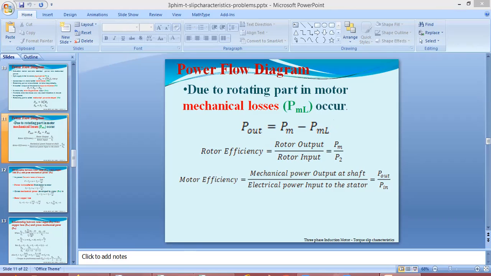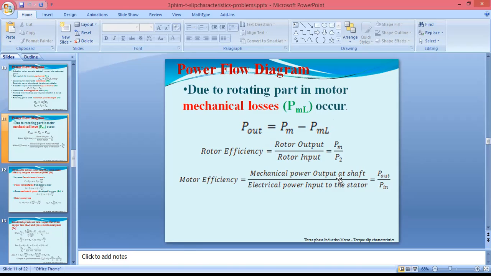Okay. So here we were supposed to solve some numericals. That's why firstly we are revising the equations which we need to solve the numericals. When we give supply to the three-phase induction motor, the rotating part will start to rotate and some power will get lost. We call that loss PML. It is nothing but the mechanical loss.